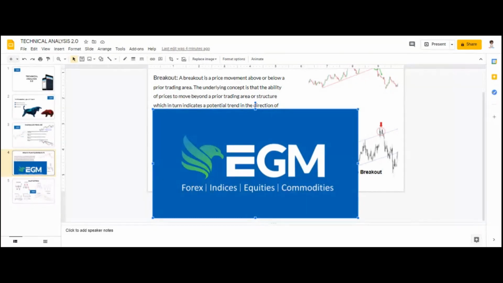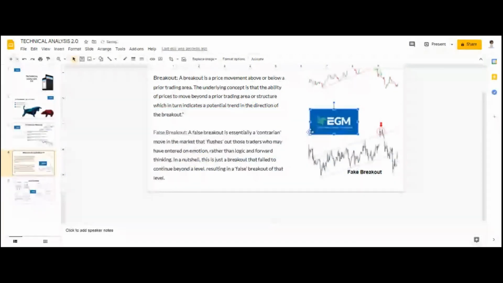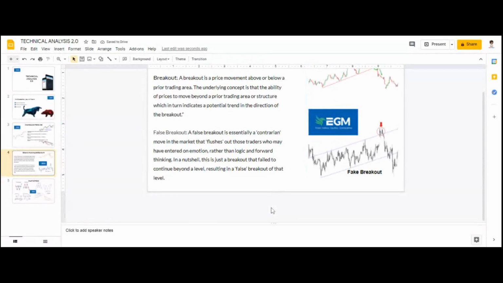Okay, so for everybody that gave a response to the question of what is a false breakout, thank you very much. Now let's do it my way. What is a false breakout? A false breakout is essentially a contrarian move in the market. It's a contrary move that flushes out those traders who have entered based on emotion rather than logic and forward thinking.